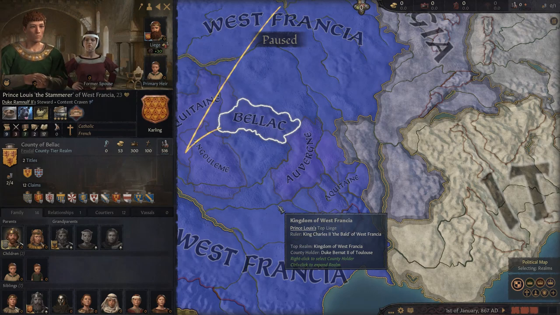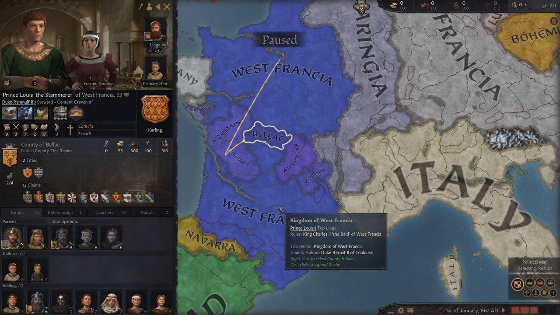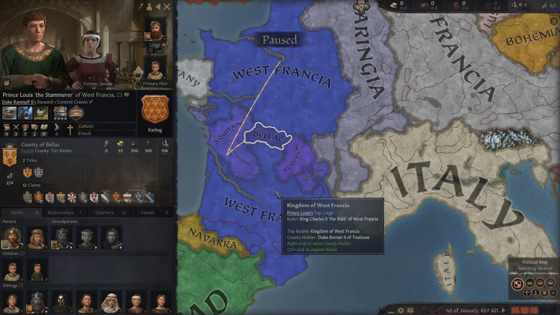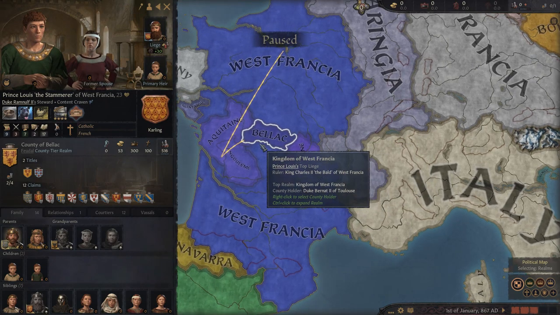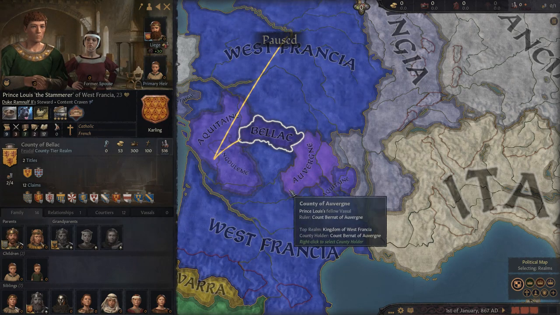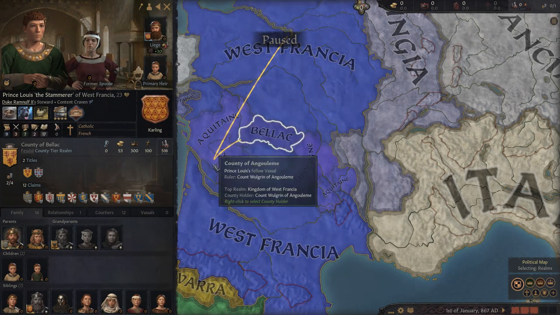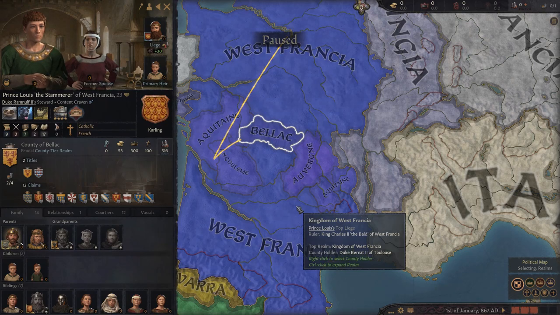But ineptitude is something that did run within the Carolingian family. Now, what do you do if you play as Louis the Stammerer? Well, first of all, you've got to expand a little bit your internal power base, but you really just have to outlive your father, and you will then inherit all of West Francia. So play a little bit of a patient waiting game while consolidating your own fortune within Bellac and maybe your holdings within Aquitaine and the rest of West Francia, building up your personal reputation, your renown, your prestige, and then once you take over as King of West Francia, that's when you can strike. And your strategy then would be the same as with Charles the Bald.